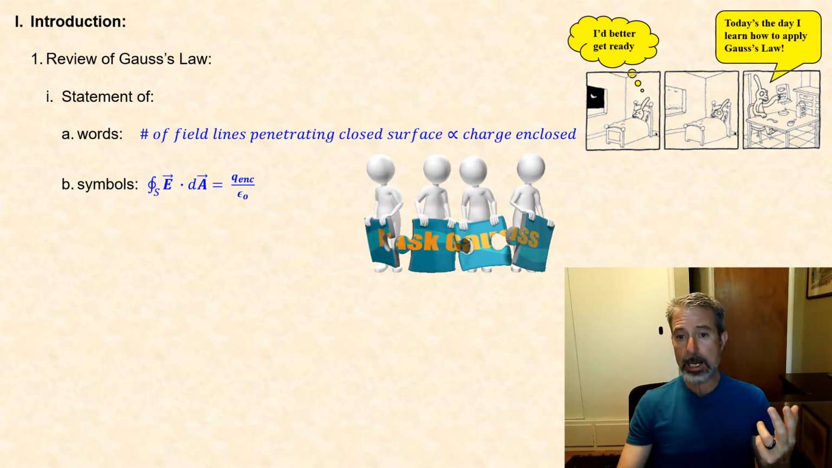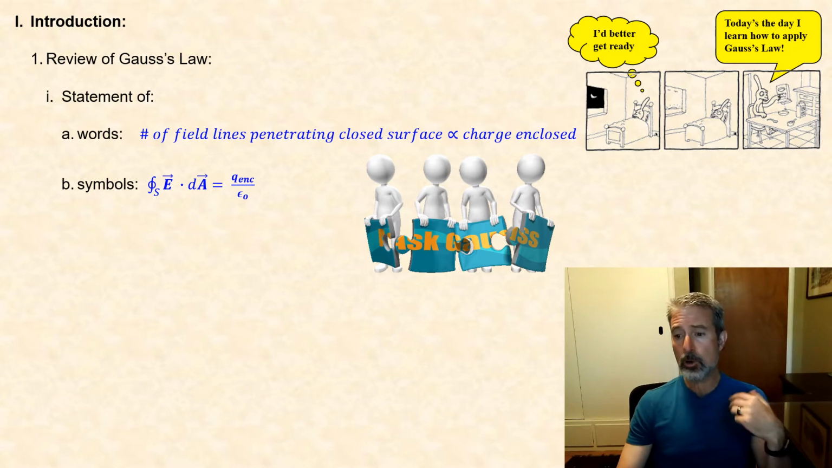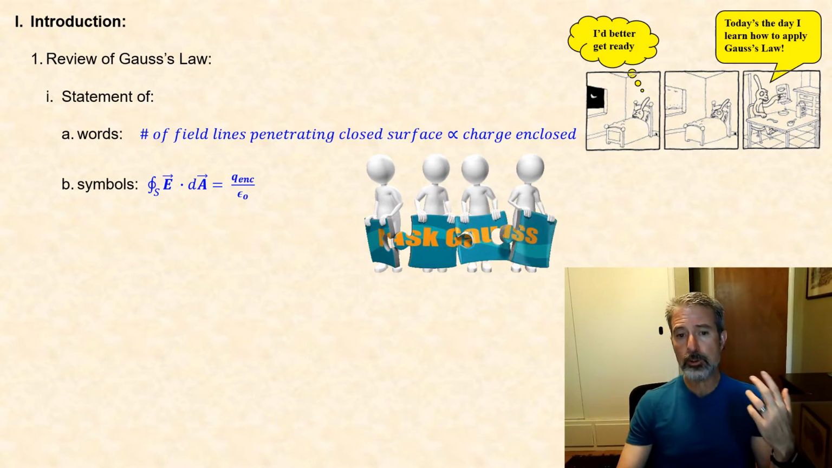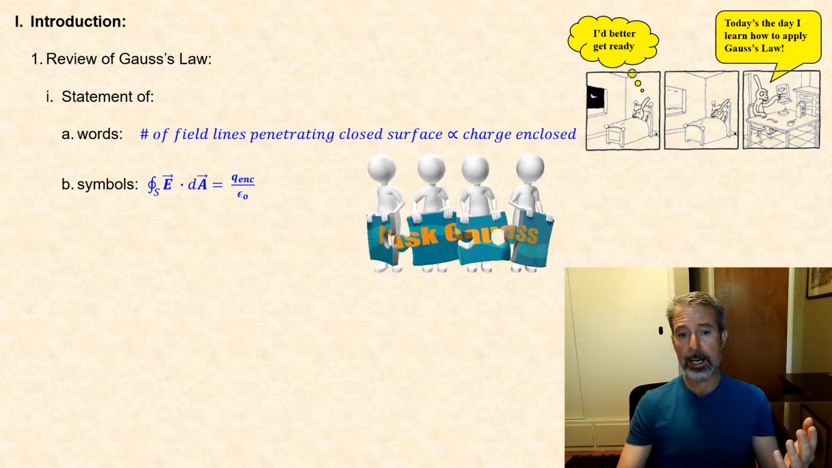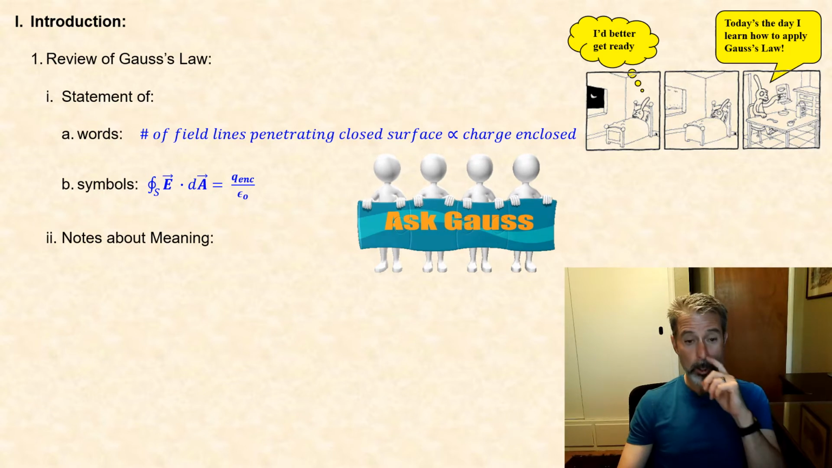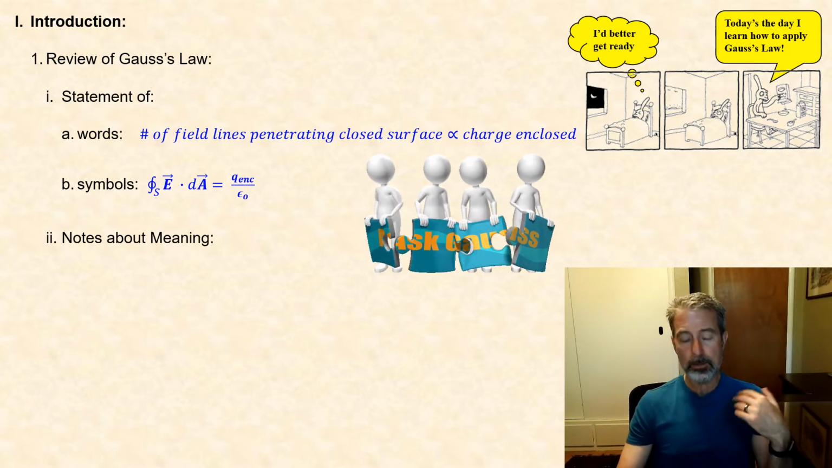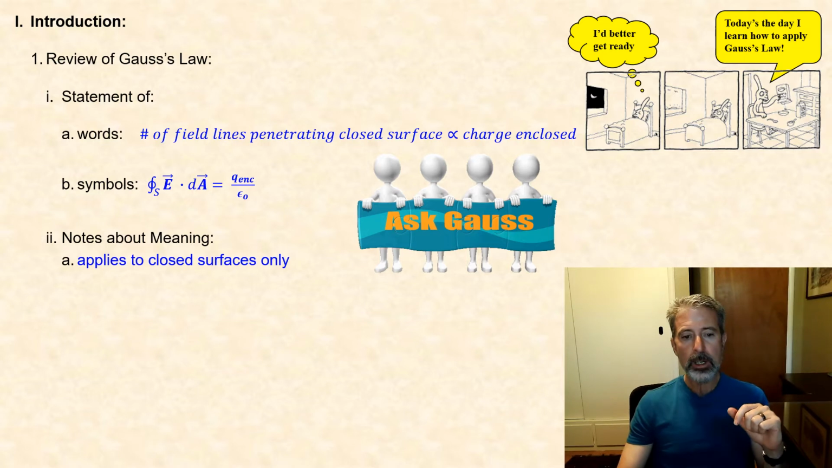And of course, on the right-hand side, to say that the number of electric field lines penetrating the closed surface is directly proportional to the charge enclosed by the surface, we turn that proportion into an equation by introducing this proportionality constant, 1 over epsilon naught. All right, so a few notes about the meaning here, which are very important, so that you know when you can apply Gauss's law, and what it applies to.